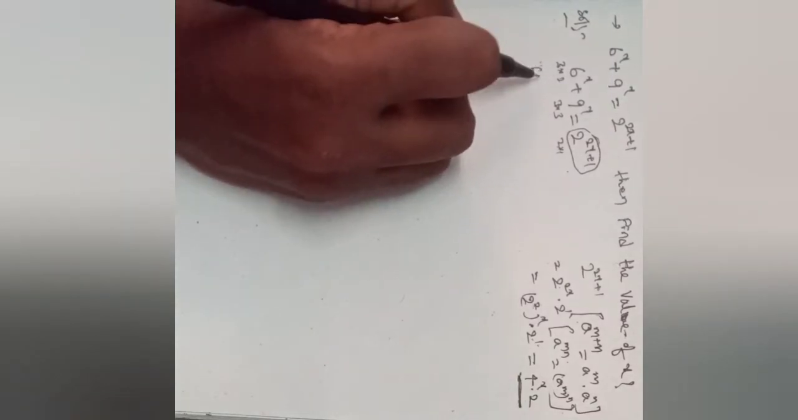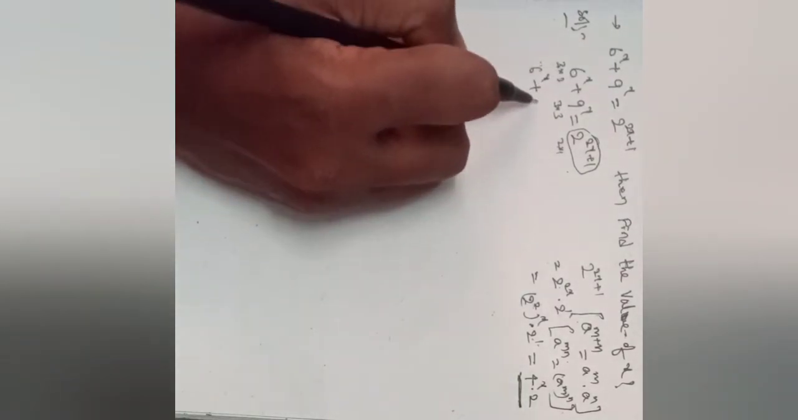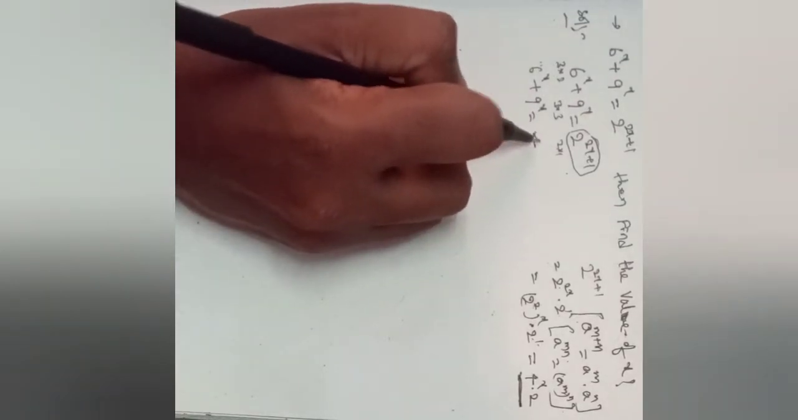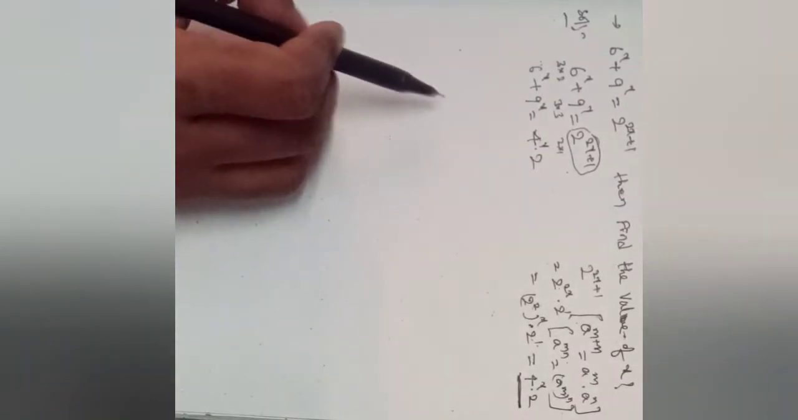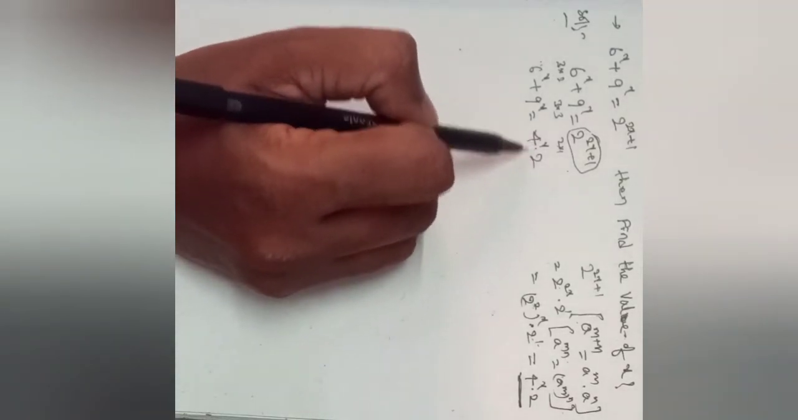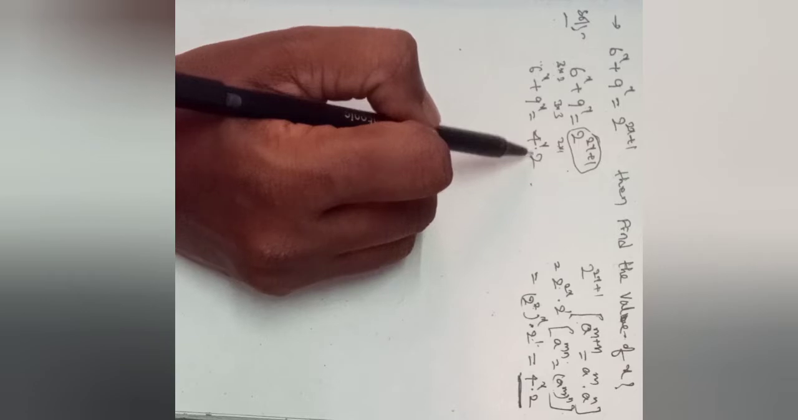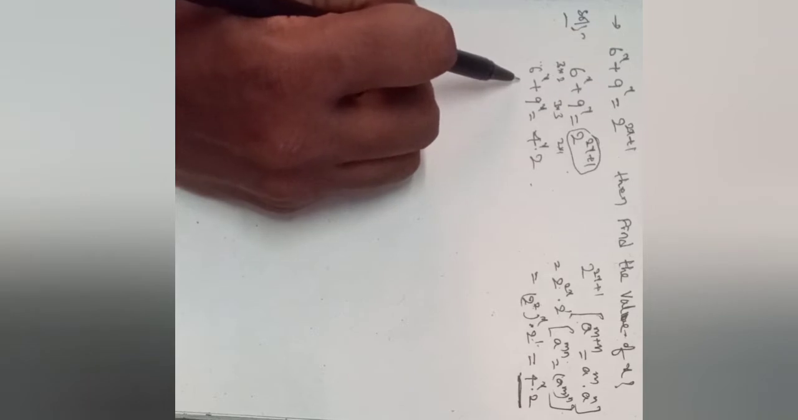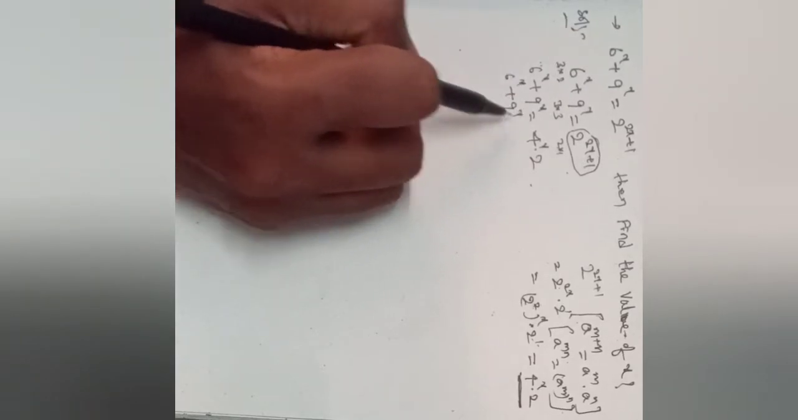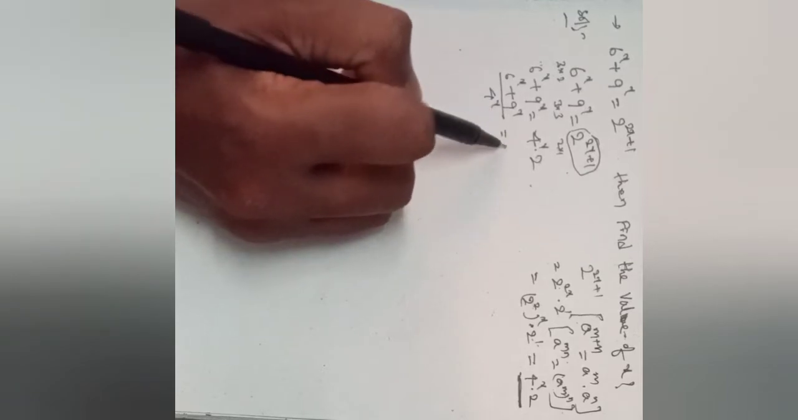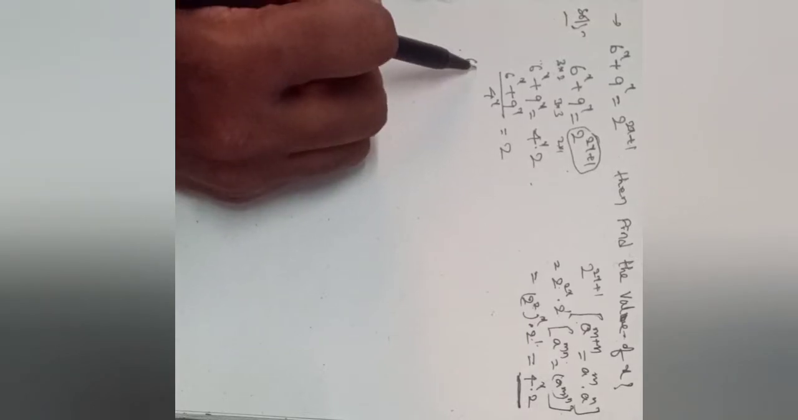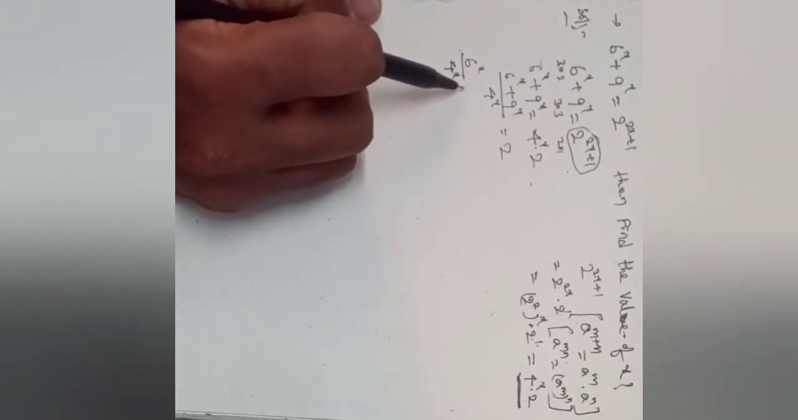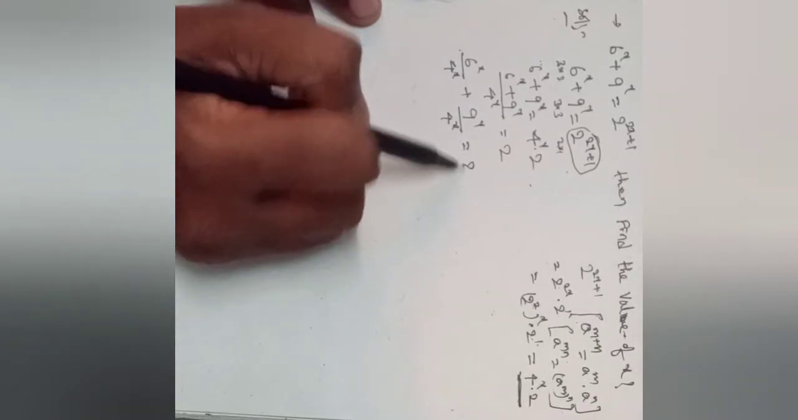So the expression becomes 6 to the power of x plus 9 to the power of x is equal to 4 to the power of x into 2. This 4 to the power of x is multiplying on the right hand side. If we bring this 4 to the power of x to the left hand side, it will divide. So 6 to the power of x plus 9 to the power of x, whole divided by 4 to the power of x, is equal to 2. Let us separate these terms: 6 to the power of x divided by 4 to the power of x plus 9 to the power of x divided by 4 to the power of x is equal to 2.